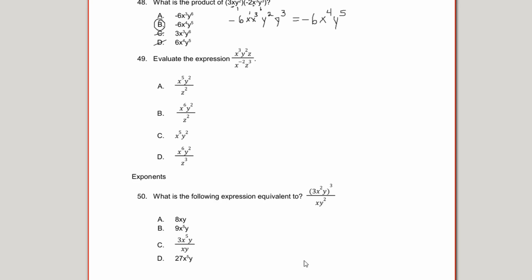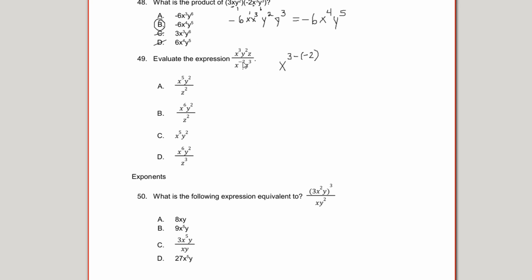Question 49, we've got to evaluate this expression where we have division. In multiplication, you add the exponents when you have the same base. With division, you subtract the exponents with the same base. So with the division, this is one way that you can work this by keeping everything like this, but we're going to subtract the exponents of the same base. So let's look at x first. We'll start with x. So we have x to the third on top minus a negative 2.